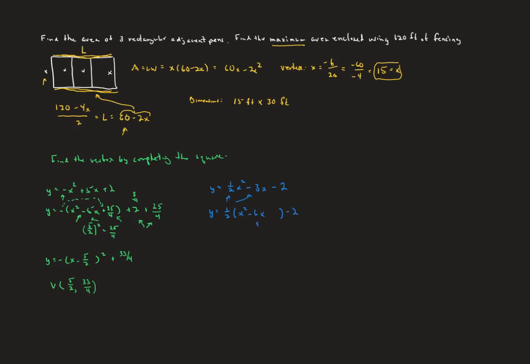We're going to take half the middle term squared. Half of 6 is 3. 3 squared is 9. That 9 is going to get multiplied by 1/2, so we have added 9 halves to the equation. We'll turn around and subtract it back off so that the net change is 0.